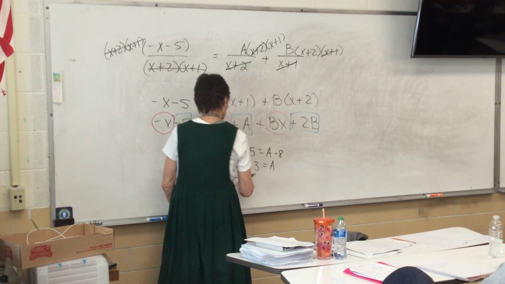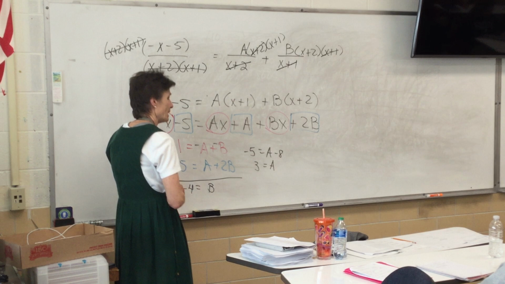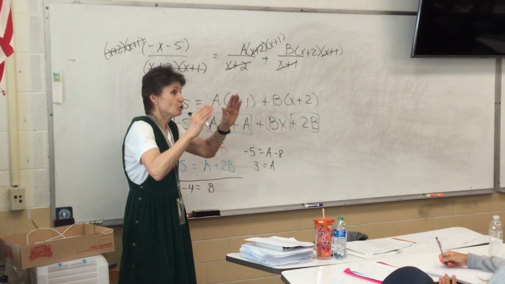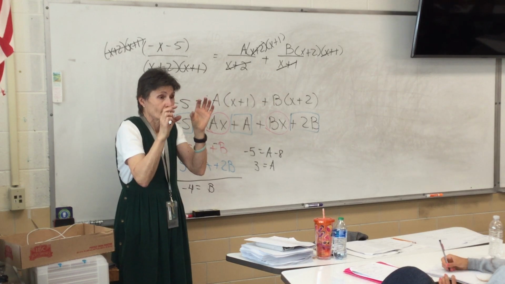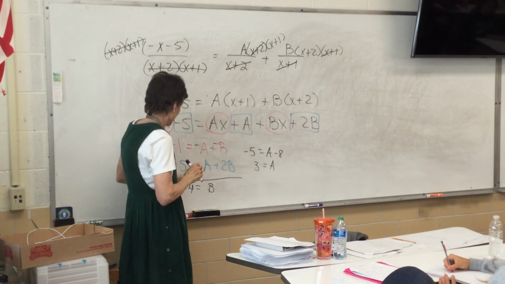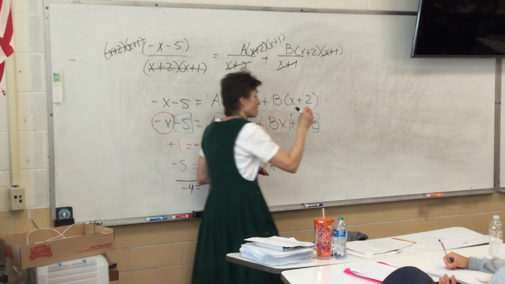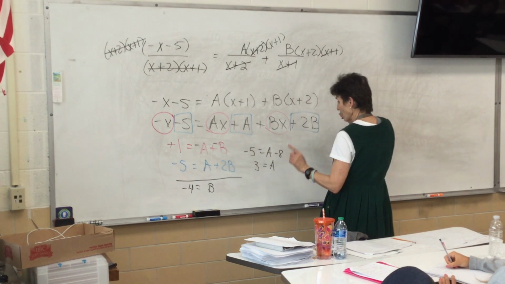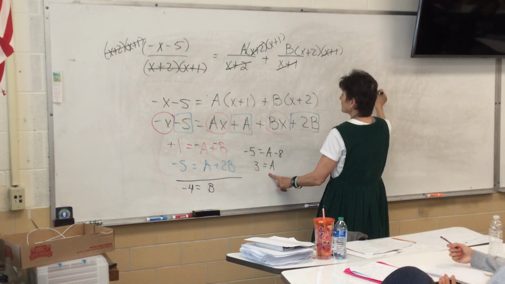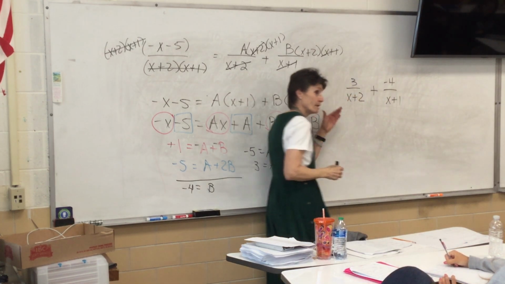I got 3. Did I make a mistake? No, because I didn't calculate. Now, listen to me. Zero in. Focus. The answer is not -4 and 3. That isn't the answer. The answer is the fractions. So A was 3, so 3 over x plus 2 plus negative 4 over x plus 1.